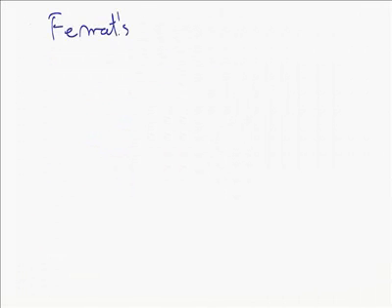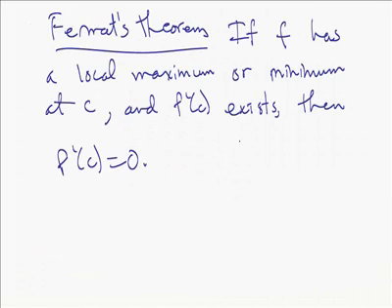Okay, now let's go back to what we were talking about, where those critical values, where those extreme values can occur. And that brings us to Fermat's theorem, not his last theorem, just his theorem. And what does that say? Well, Fermat's theorem says exactly what we've been talking about earlier. It says if f has a local maximum or a minimum at c and the derivative exists at that point, remember derivatives don't always exist, even for a continuous function, then the derivative has to be 0.